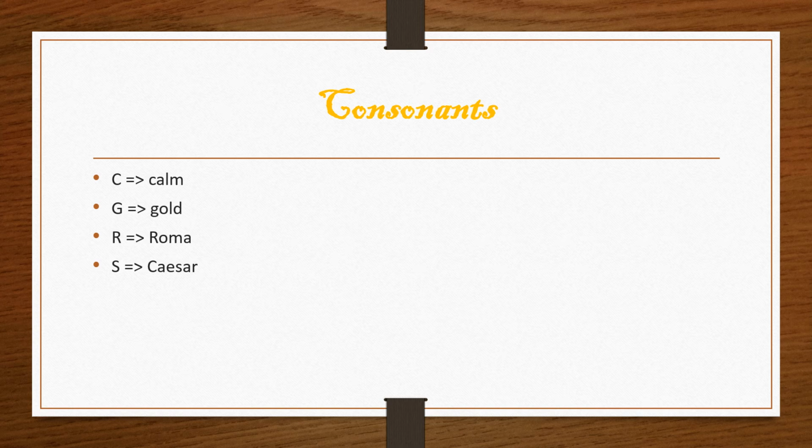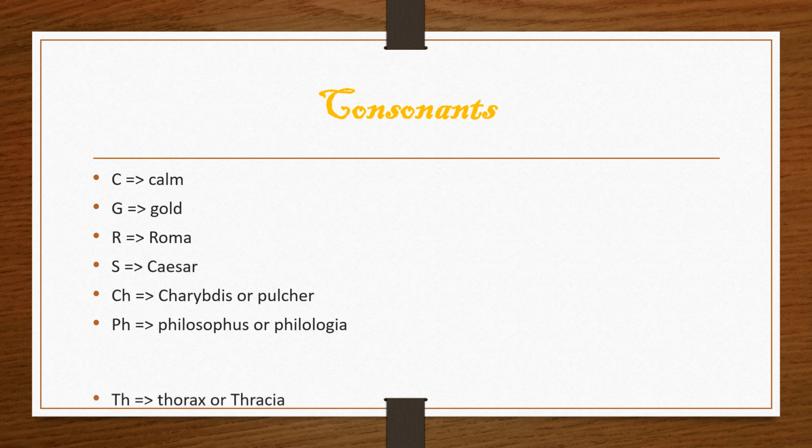Also, the combinations of the consonants CH, PH, and TH are pronounced as a K, P, and T, respectively. For instance, we say Charybdis and Pulcher, Philosophus and Philologia, Thorax and Trachea.